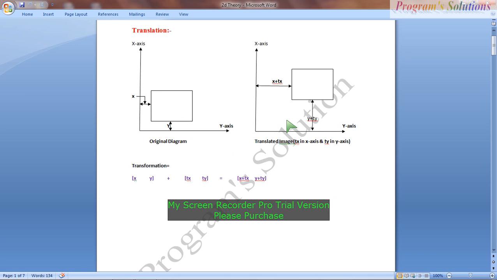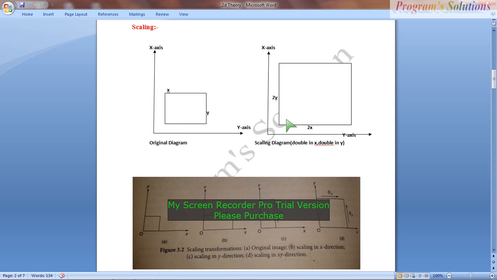Next operation we are going to see is the scaling operation. In scaling we actually increase the size of the image or decrease the size of the image. Suppose here we see this rectangle. The length of the rectangle is x unit and the breadth is y units. Suppose we have to increase or reduce the length or breadth of the rectangle, then we use the scaling operation.